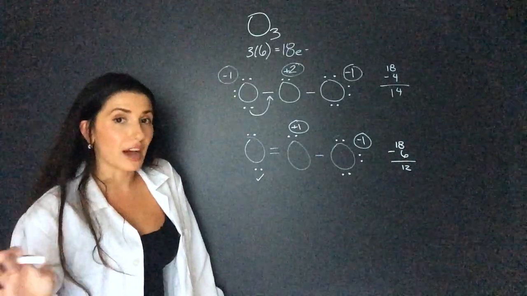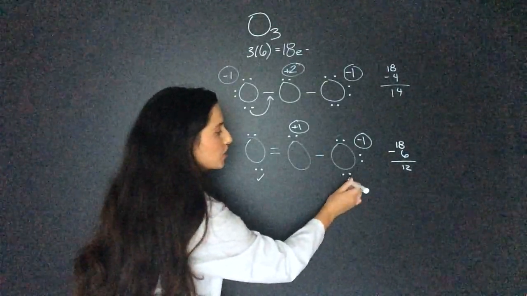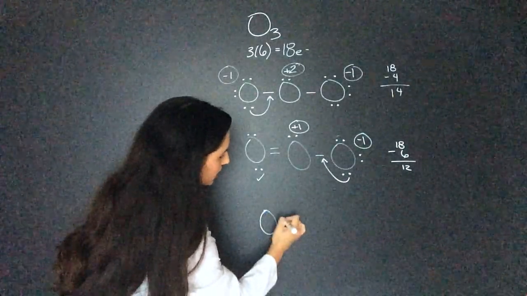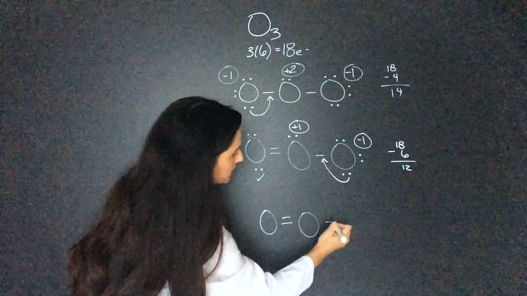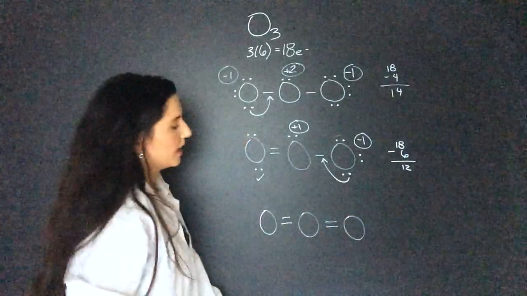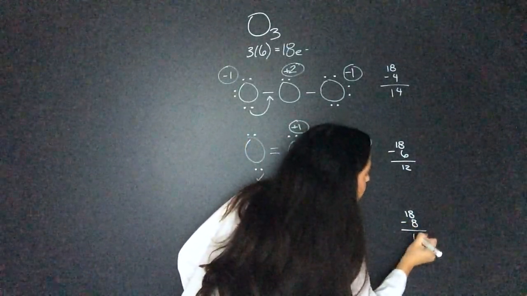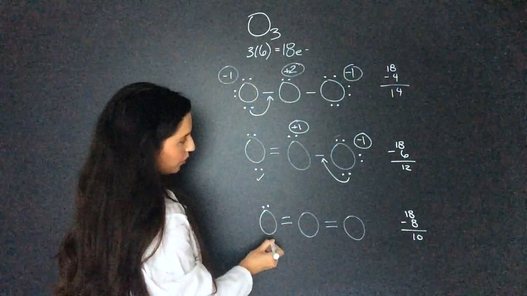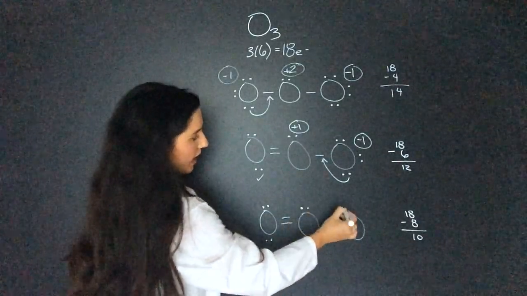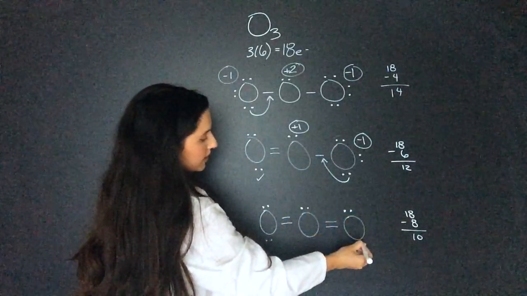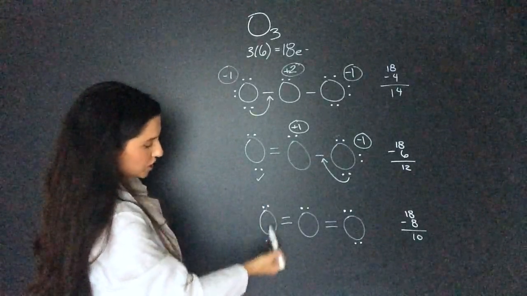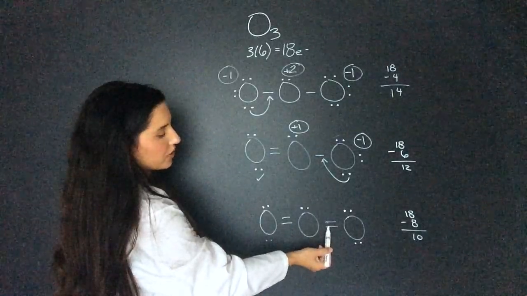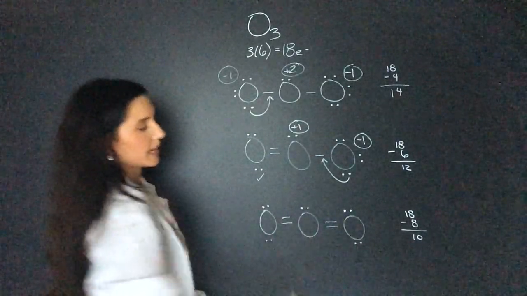But let's say for fun, you want to put these 2 electrons over here. Let's see what that would do. Oxygen, double bond to oxygen, double bond to oxygen. 18 minus 8 is 10. So I'll add 4 here, like I had before, 2 in the middle, and 4 over here. Let's double check that that's 18. 1, 2, 3, 4, 5, 6, 7, 8, 9, 10, 11, 12, 13, 14, 15, 16, 17, 18.